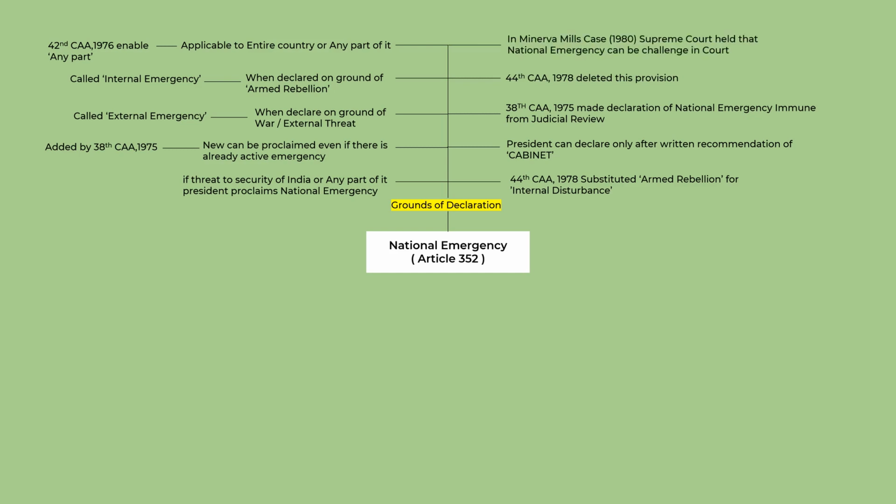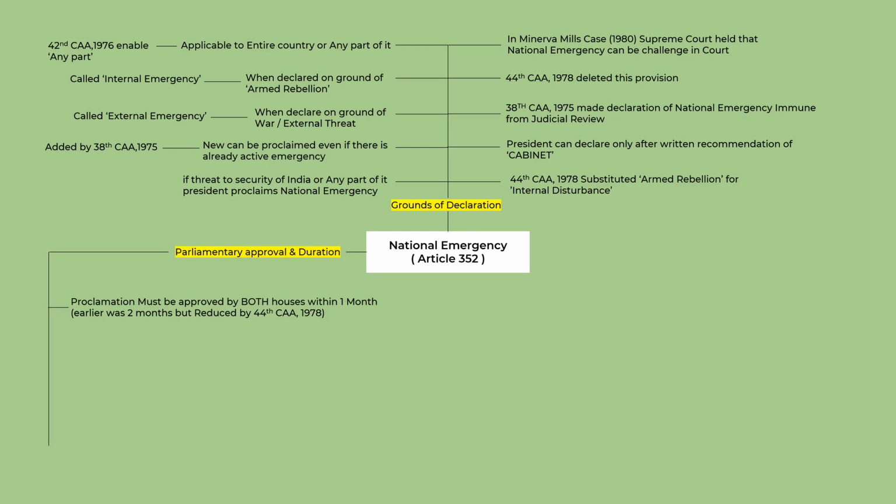In the Minerva Mills case 1980, the Supreme Court held that national emergency can be challenged in court. Parliamentary approval and duration. The proclamation must be approved by both houses within 1 month. Earlier it was 2 months, but it was reduced by the 44th Constitutional Amendment Act 1978.